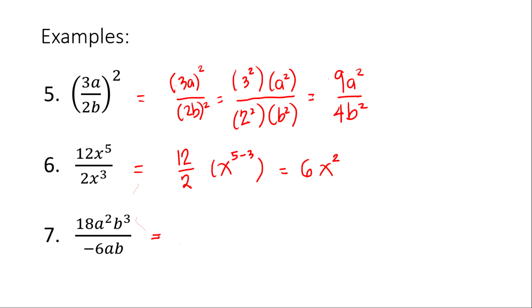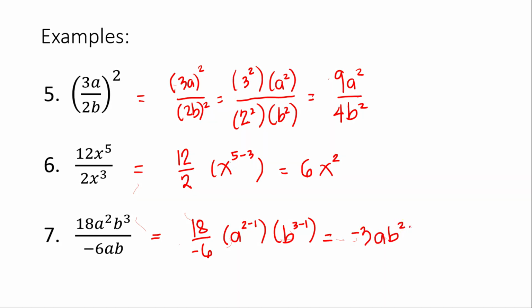Then we have 18a squared b to the 3rd power divided by negative 6ab. So, dividing the numerical coefficients 18 and negative 6, the variable a will have the exponents 2 minus, exponent niya sa baba is 1. And then for the variable b, we have 3 minus 1 din. So, our final answer will be negative 3 a b to the 2nd power.